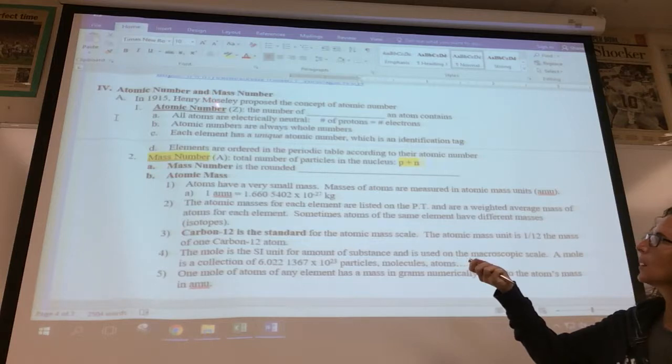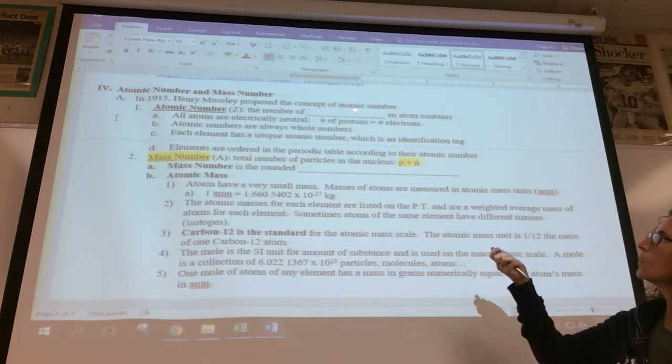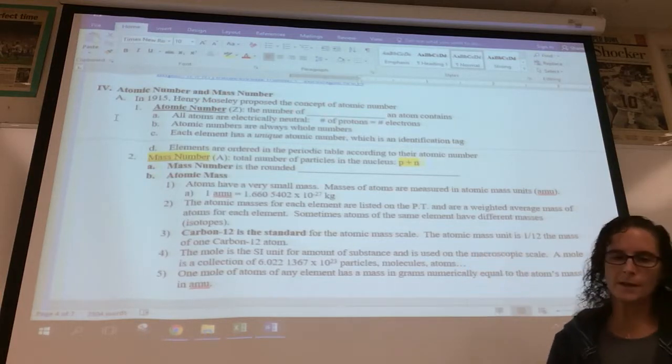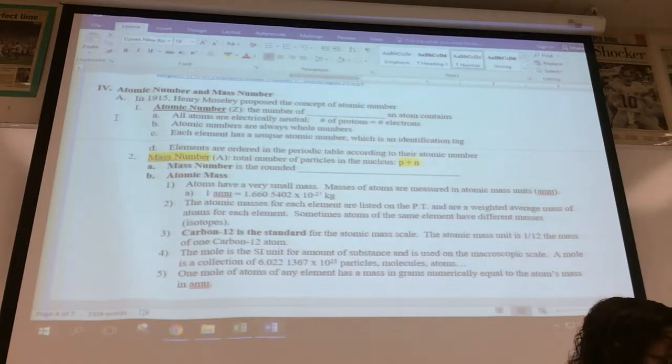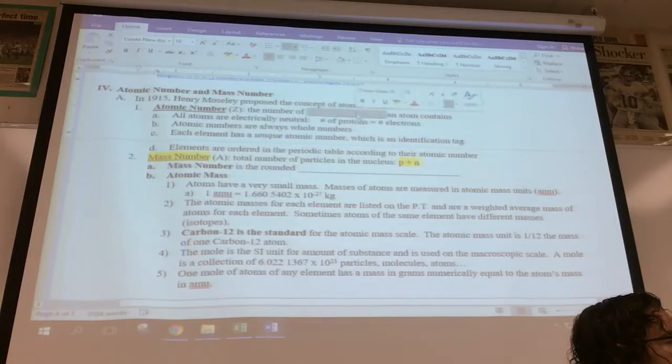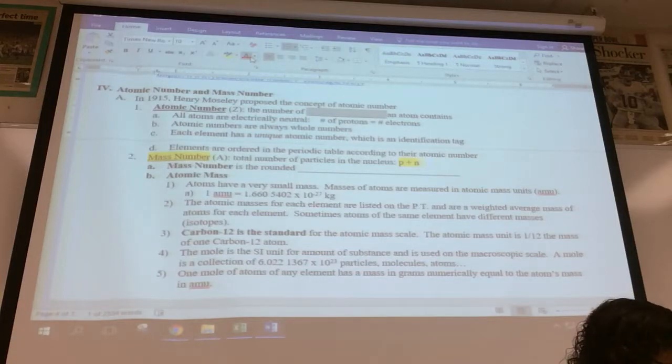And the atomic number is always, always, always, always equal to which subatomic particle? Protons is correct. Maya, right? Alrighty. So always equal to the number of protons.